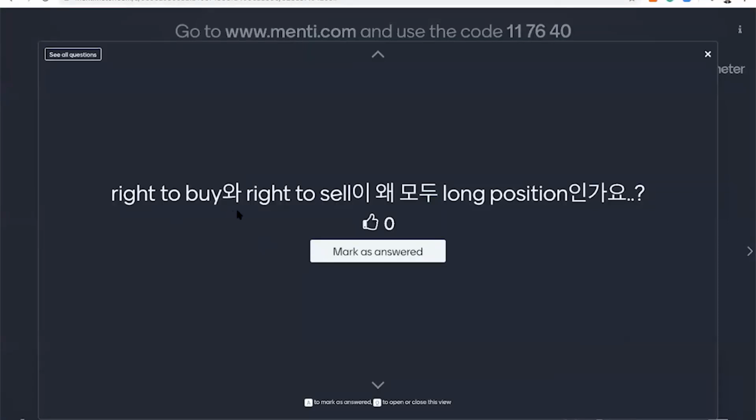Okay, why are both the right to buy and the right to sell long positions? So, long position. Okay, I know. There are some for students, but I'm going to say it in this way. A long position means you have to pay some fixed amount of money, or some fixed something in a much broader sense.